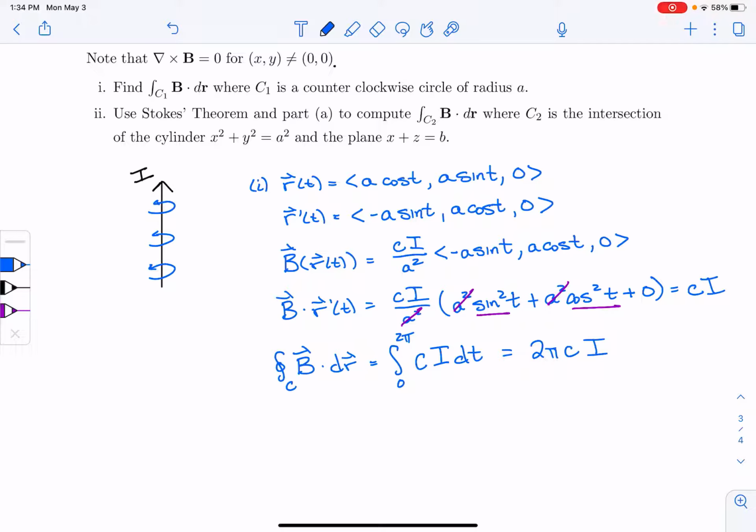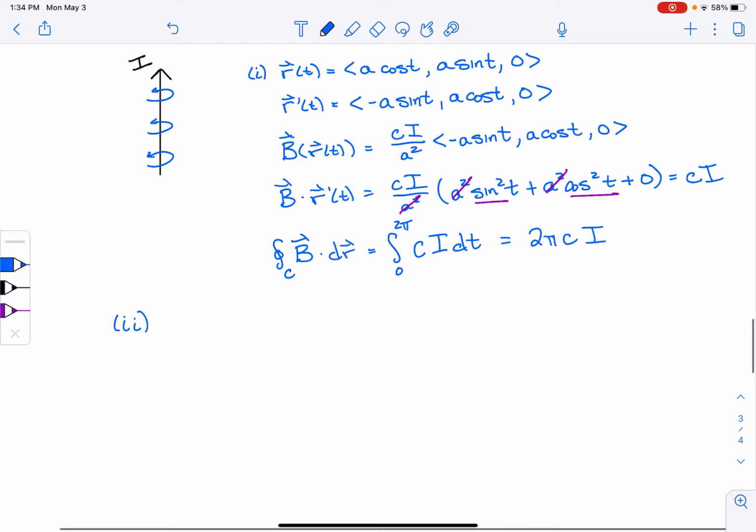Well, that was just a work integral like we've done before. But now we'd like to apply Stokes' theorem. So we're going to use Stokes' theorem and our answer to part A to compute the work integral around C2, where C2 is a different curve. It's the intersection of the cylinder x squared plus y squared equals a squared and the plane x plus z equals b. So let me just draw that for a second.